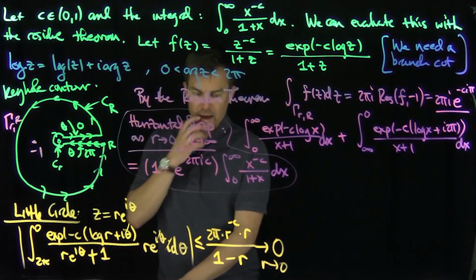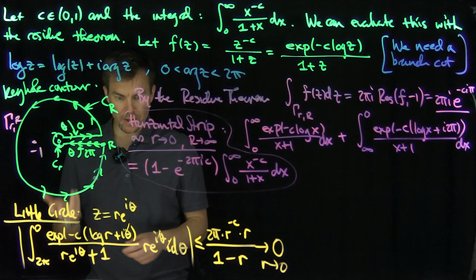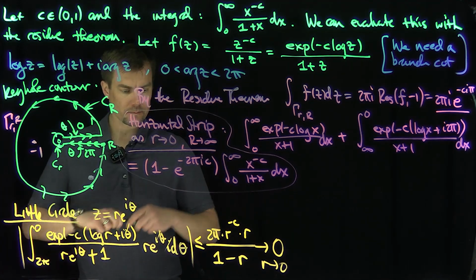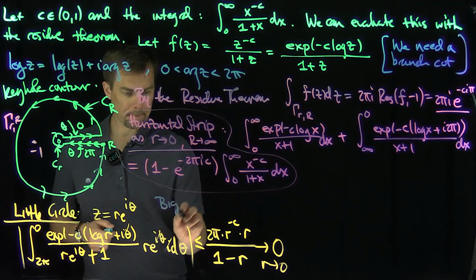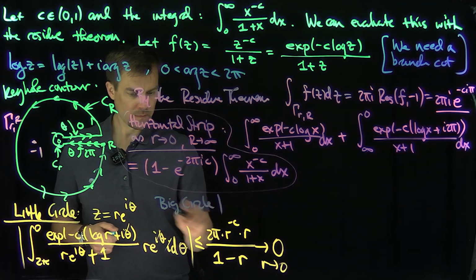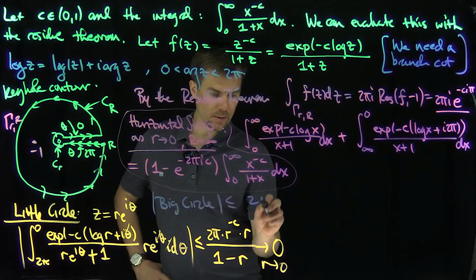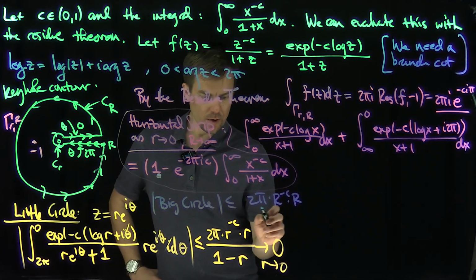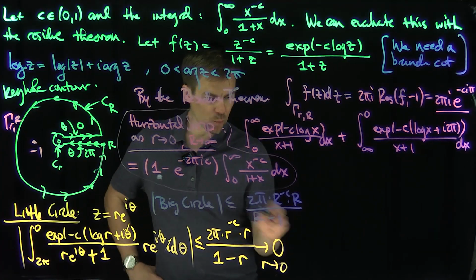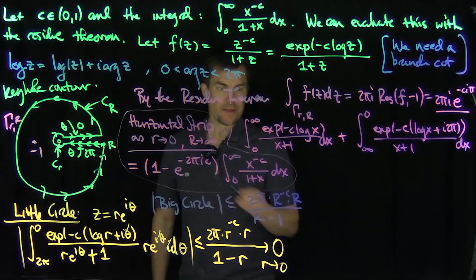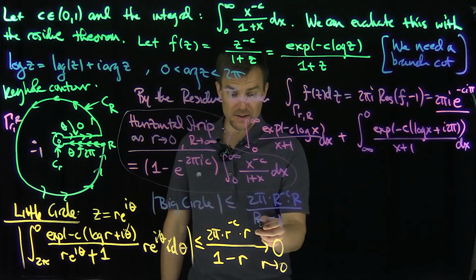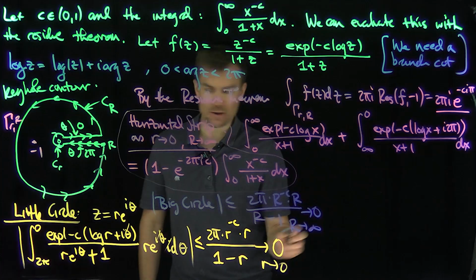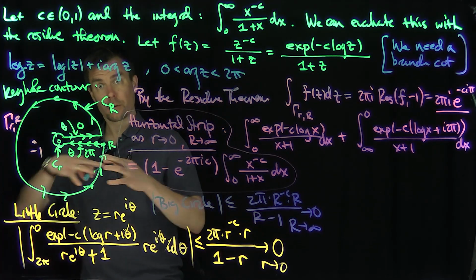Good? I can make the same exact estimate on the big circle. On the big circle, the same exact estimate holds. It is less than or equal to 2 pi, and then capital R to the negative c times R over R minus 1, like that. The triangle inequality goes backwards. Now, of course, the power in the numerator is a 1 minus c, and there's a 1 R in the denominator, so this goes to 0 as R approaches infinity. So as R approaches infinity, the big circle contribution goes to 0.